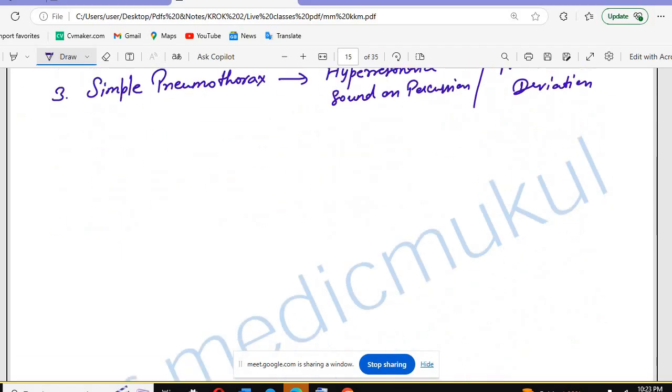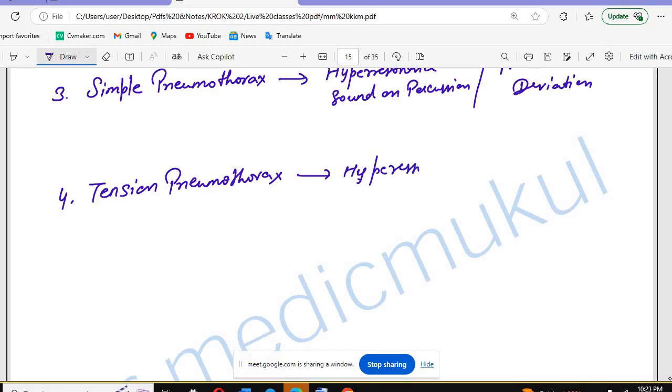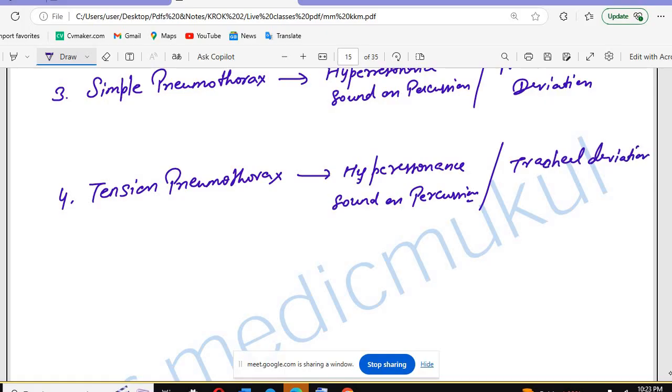Along with the simple pneumothorax, you then have the tension pneumothorax, where you have seen that there will be tracheal deviation to the opposite side. The sound will be the same: a hyper resonant sound because of the air on percussion, and tracheal deviation away from the side of lesion.